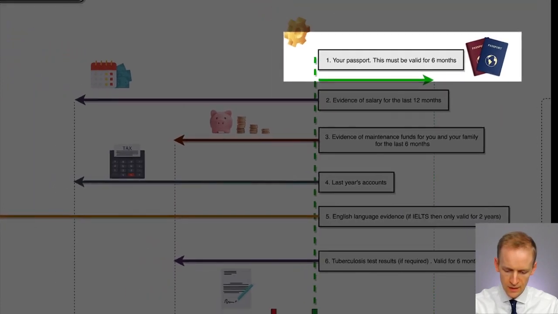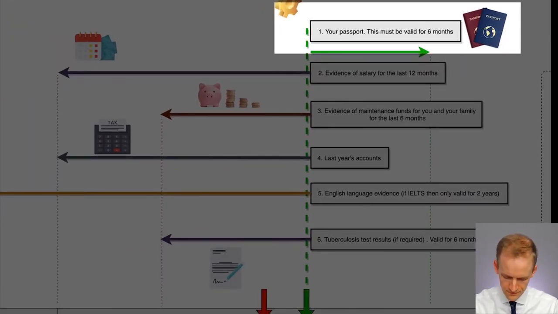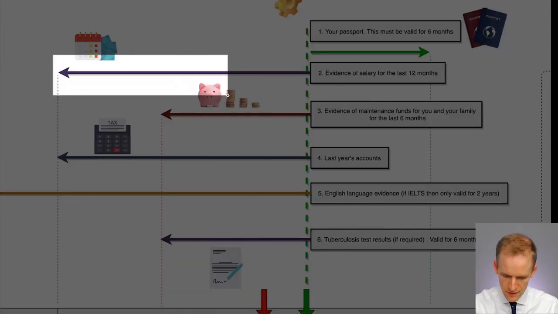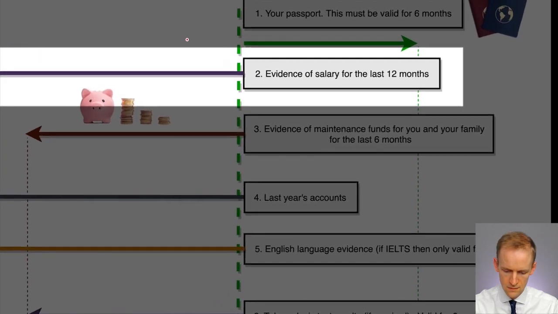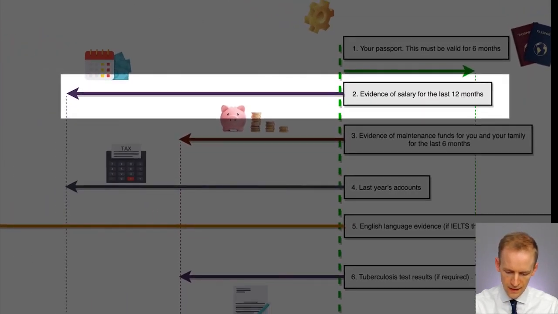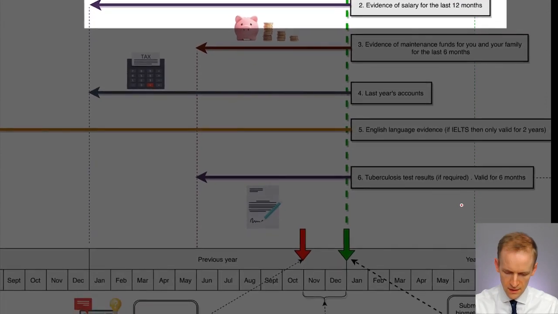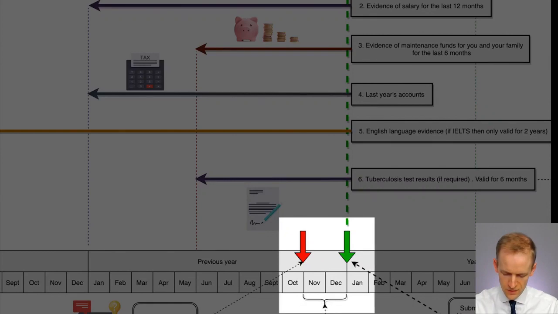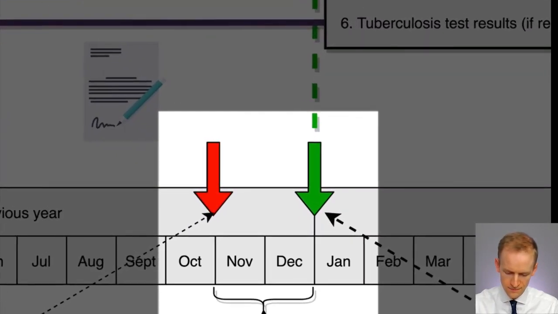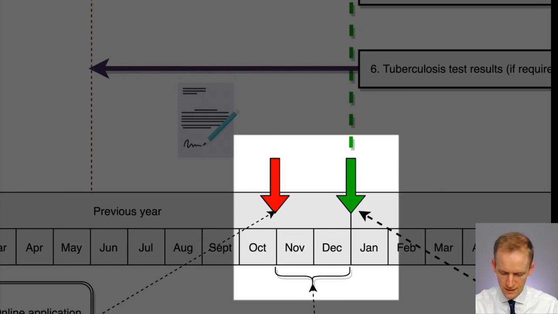Now the next one that you need, and this is now looking back, is evidence of salary for the last 12 months. So that goes back 12 months. And what I've highlighted here is there's a difference between when you apply online, which is the red arrow, and the time that you actually submit your documents at the visa application centre, which in this case I've just put as a 2-month gap.